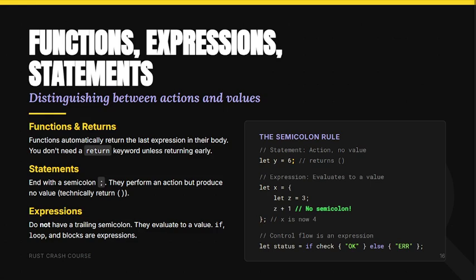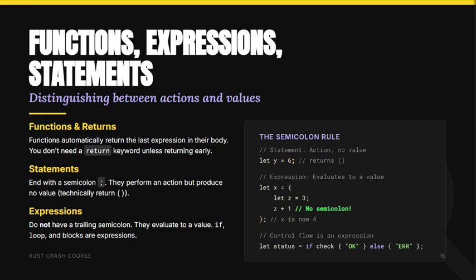Expressions, on the other hand, do not have a trailing semicolon. They evaluate to a value. This is critical. Blocks, if statements, loops, all of these are expressions in Rust. They produce values. We also have functions and returns. Functions automatically return the last expression in the body. You don't need a return keyword unless you're returning early from a function.